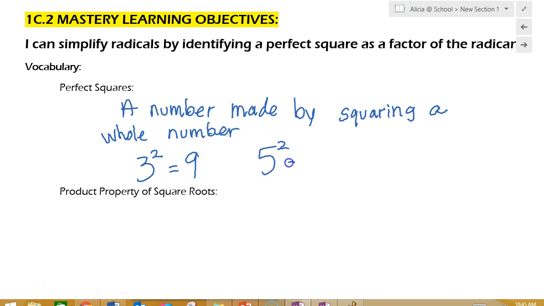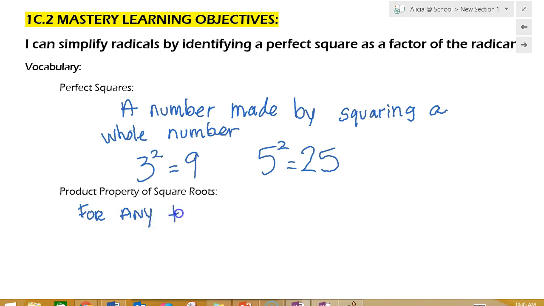5 squared means 5 times 5. So 25 is a perfect square. The next vocab word is the product property of square roots. This one is a kind of long definition, but I'll give you an example of it right below it.